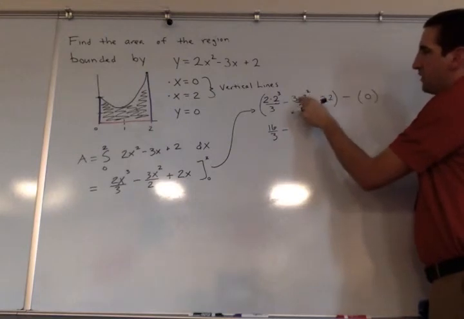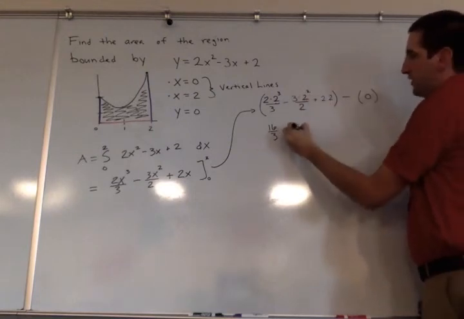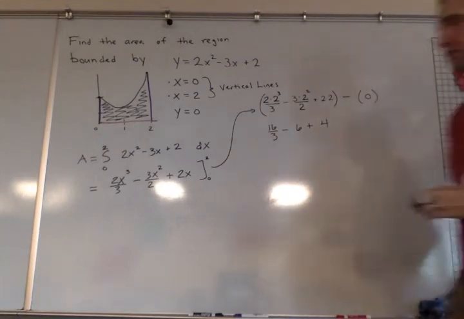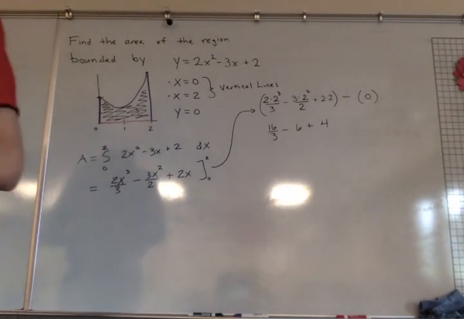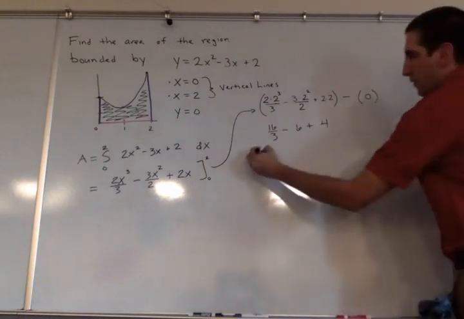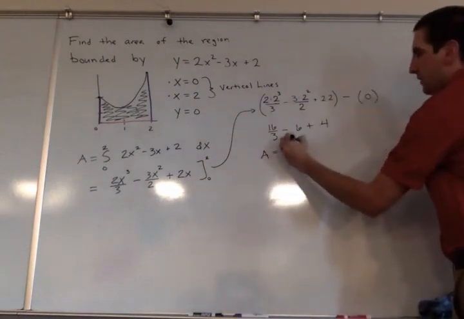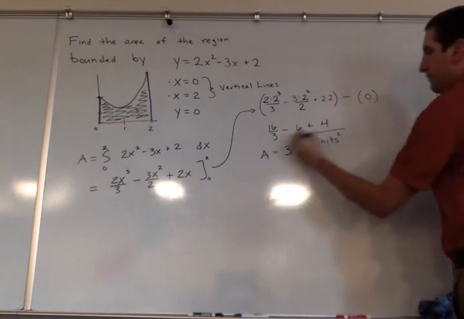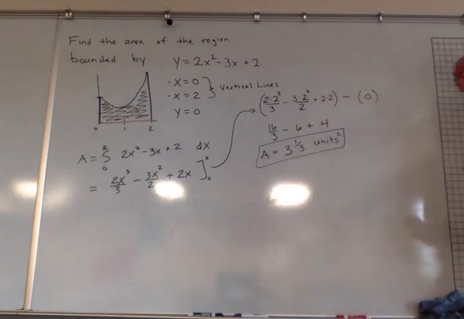2 squared is 4. 4 times 3 is 12. 12 divided by 2 would be 6. And then 2 times 2, we have 4. So we have 16 thirds minus 6 plus 4. You can put that all in your calculator at once, or you can choose to work out a common denominator, however you prefer. But what we find out is that our area is 3 1/3 units squared. You could also write that as 10 over 3 if you like, whatever you would prefer.